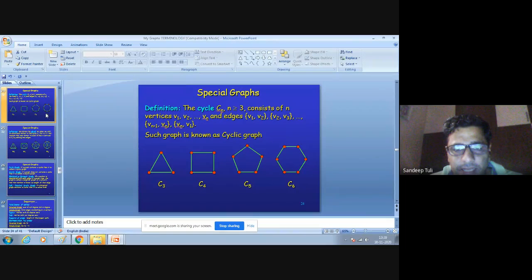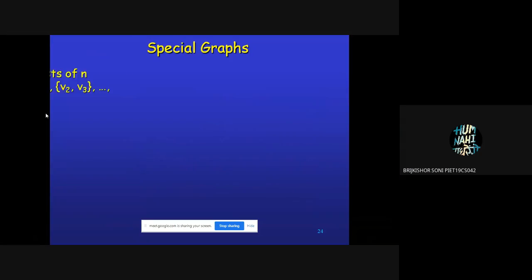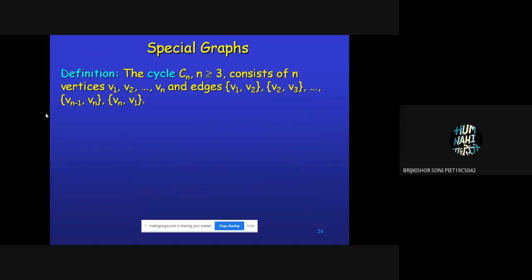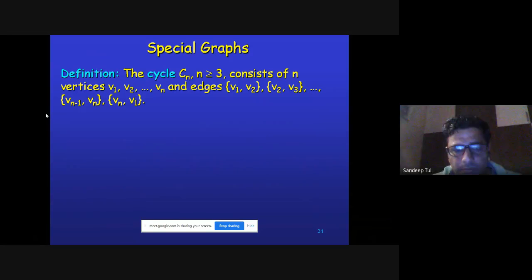So what do you mean by a cycle? First of all, the ending point and the starting vertex should be the same. And the number of vertices should be at least 3 or more than 3 actually. For 2 or 1 vertices, there could not be a cycle. A cycle means we have a path within a graph in such a way that the starting and the ending vertex are the same.